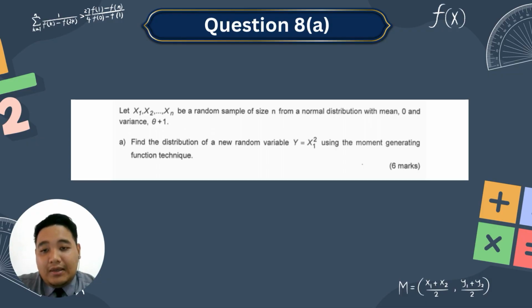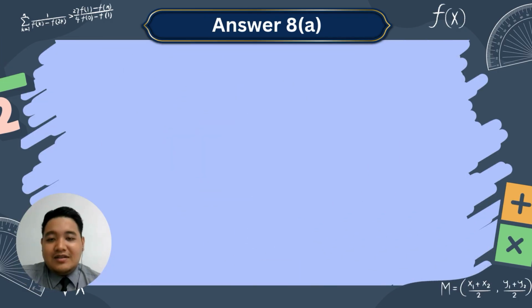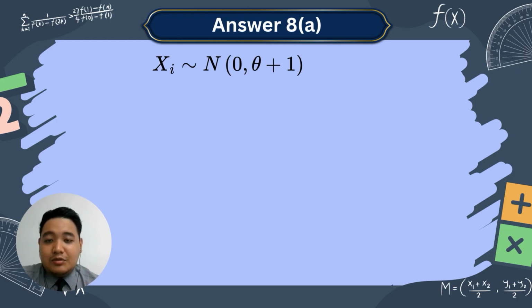Question 8. Let X1, X2, ..., Xn be a random sample of size n from a normal distribution with mean 0 and variance theta plus 1. A. Find the distribution of a new random variable Y equal to Xi squared using the moment generating function technique. Before we start answering the question, first we need to take out all the important information from the question. It is given that Xi is distributed normally with mean 0 and variance theta plus 1.